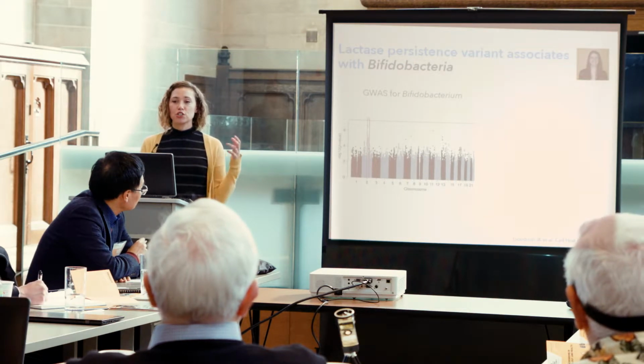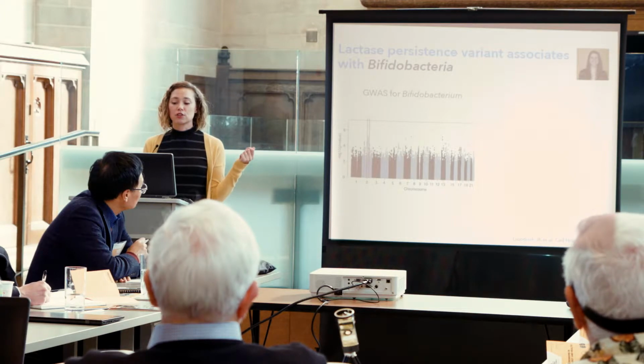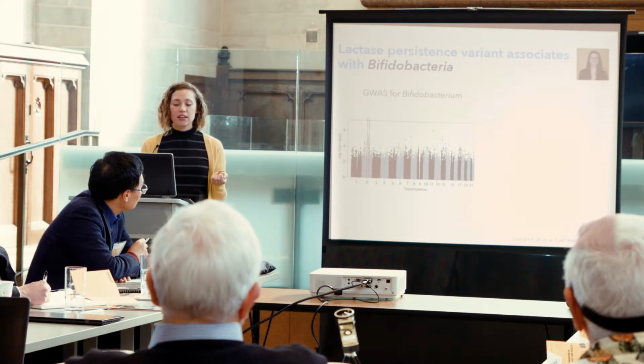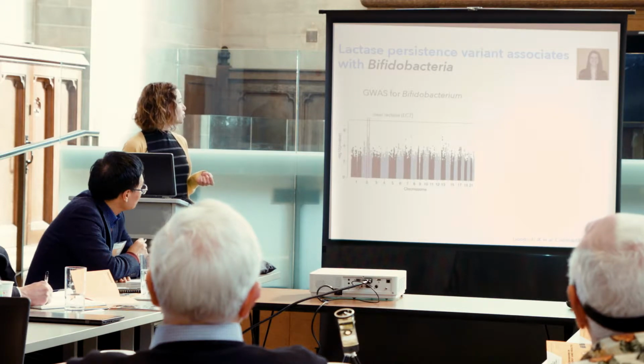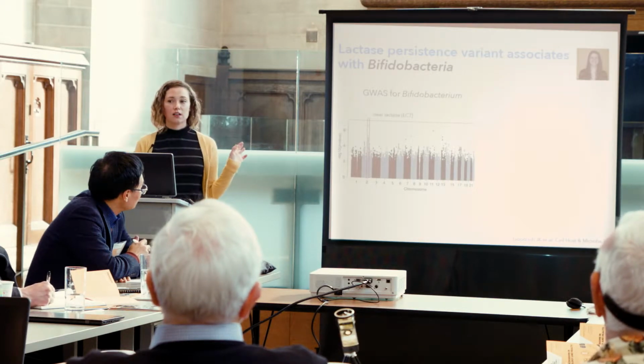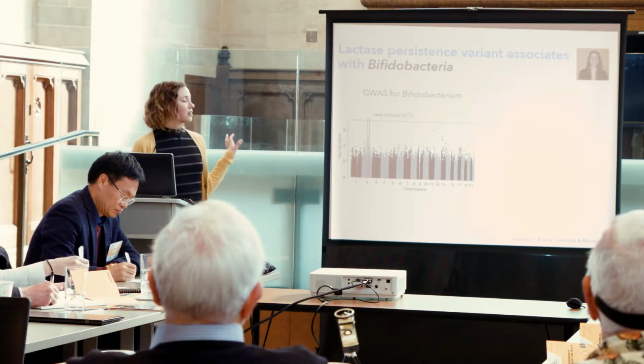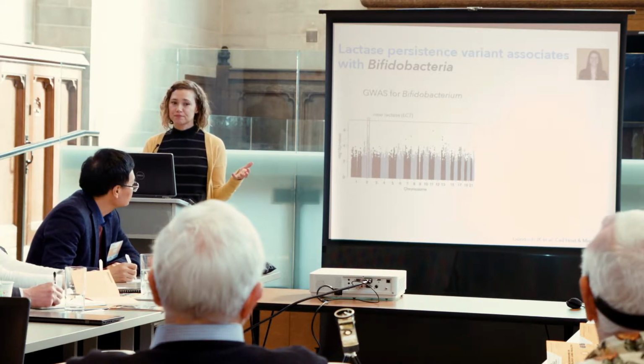So here I'm showing you the genome-wide association study results for the genus Bifidobacterium in these Twins UK individuals. And as you can see here, there's this peak on chromosome 2, where we have a handful of hits that are associated with a variant. This variant lies near a gene called lactase.